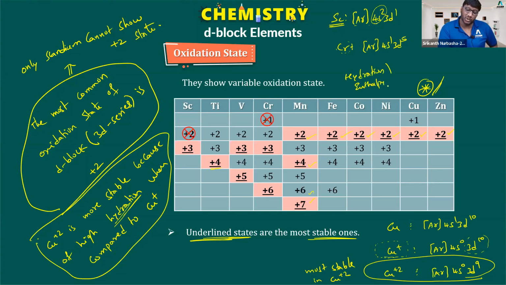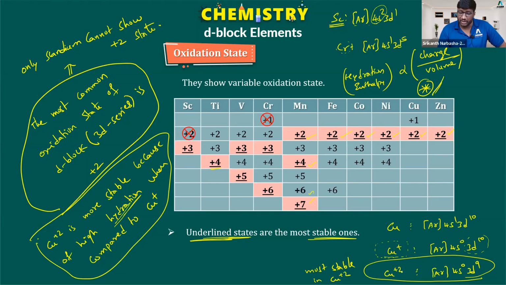is directly proportional to charge density. Directly proportional to charge density means what? Charge by volume. Density is nothing but mass by volume. Charge density is charge by volume. Hydration enthalpy is directly proportional to charge density. So it is directly proportional to charge, inversely proportional to volume.